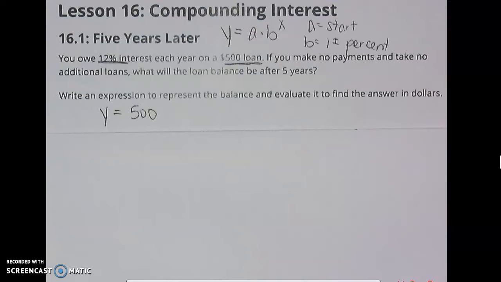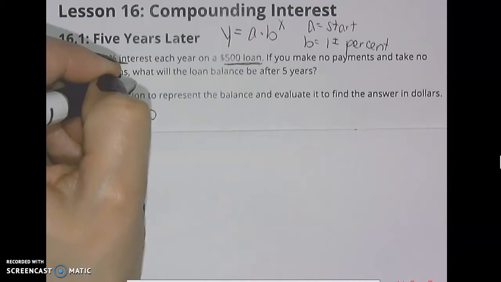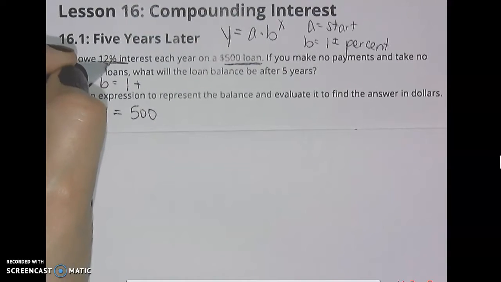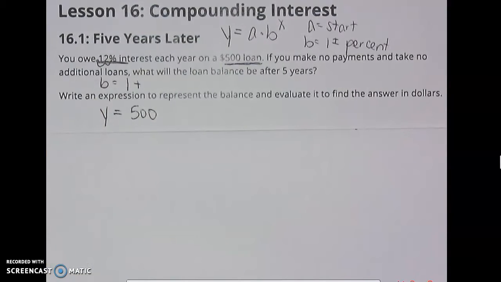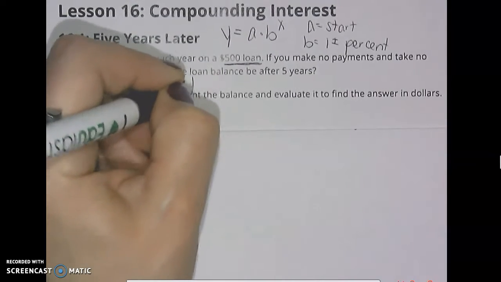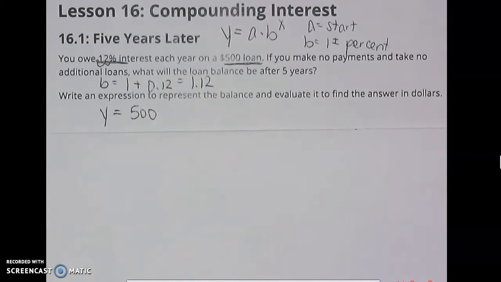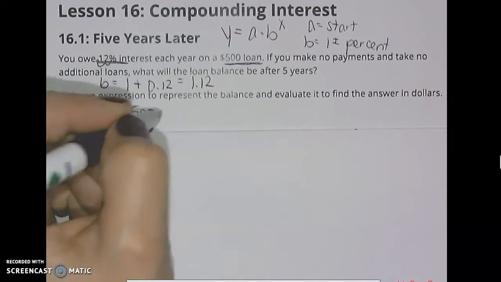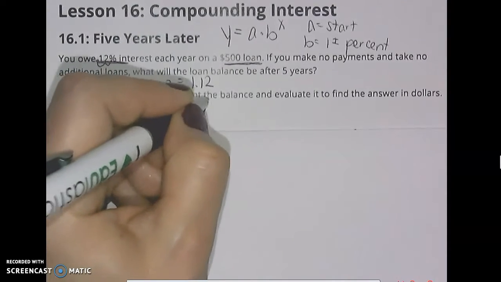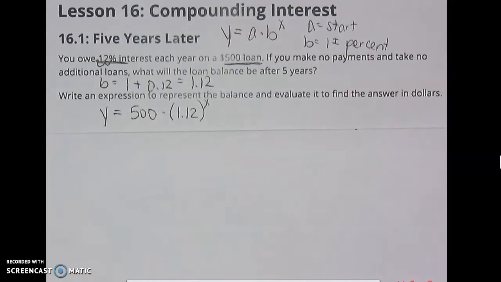So for our b value, we need to take 1 and add to it 12% as a decimal. So we're going to take that 12 and move the decimal place over 2 times. So 1.12 is going to be our b value. And that makes sense in this situation. We're owing more money, so it is exponential growth. So we are going to multiply by 1.12 to the x power.